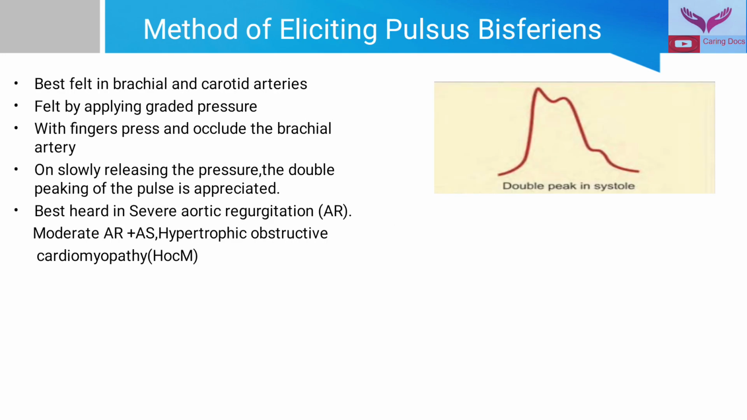How do we assess pulsus bisferiens? It is best felt in the brachial and carotid arteries, by applying graded pressure with the fingers. Press and occlude the brachial artery, and on slowly releasing the pressure, the double peaking of the pulse is appreciated. It is best seen in severe aortic regurgitation, moderate aortic regurgitation with aortic stenosis, and hypertrophic obstructive cardiomyopathy.